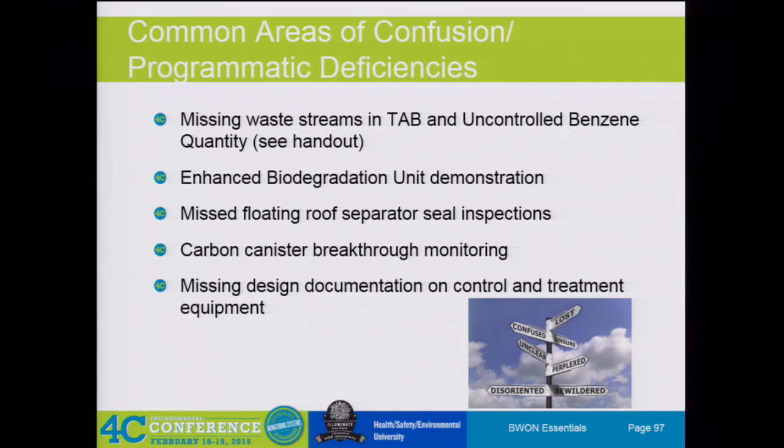Missing design documentation on control and treatment equipment. So if you don't have your carbon canister design basis, that's a violation, right? That is required under the rule. If you don't have it, you can actually create it, right? Most of the time it comes from the manufacturers of the carbon canister because they're the ones designing the system for you. They should know how much flow you've got, so they know how much carbon you need, right? Because carbon is an absorption tool. So what you can do is take your breakthrough monitoring and back calculate what your design frequency is.